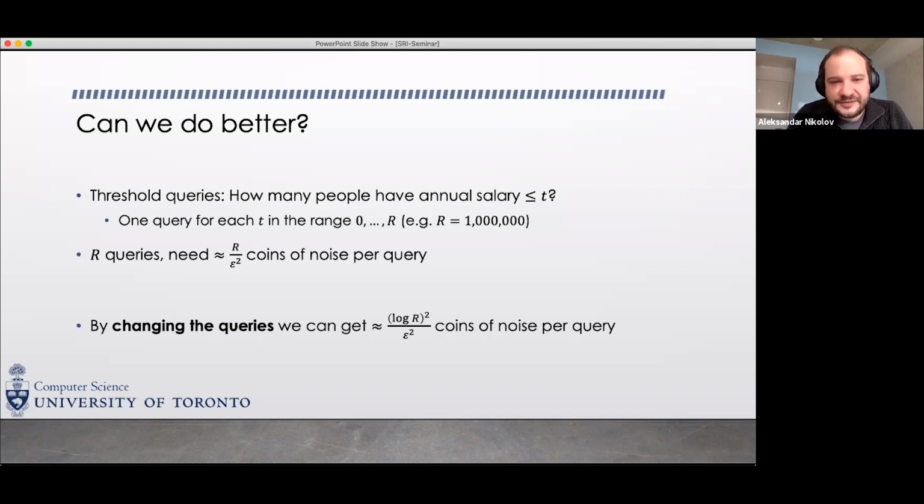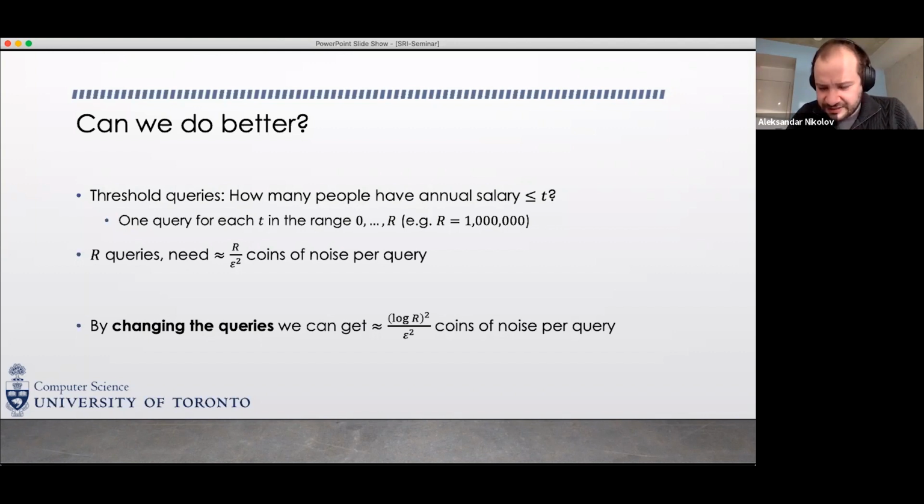If the range of the salaries is of size R, to answer these R queries, one query for each possible value of the salary, you need about R coins of noise per query. It's even larger because of the privacy parameter, but let's say it's about R coins of noise per query, which is a lot of noise.